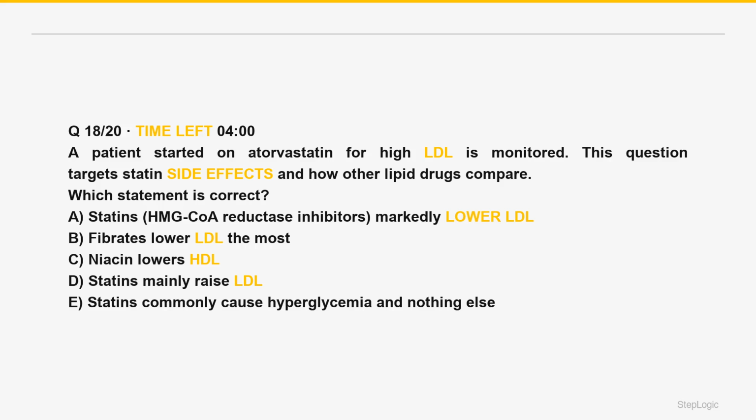Statins decrease LDL; side effects are myopathy or hepatotoxicity. Fibrates decrease TG. Niacin increases HDL, flushing. Ezetimibe blocks absorption. PCSK9 inhibitors decrease LDL. Resins decrease LDL.